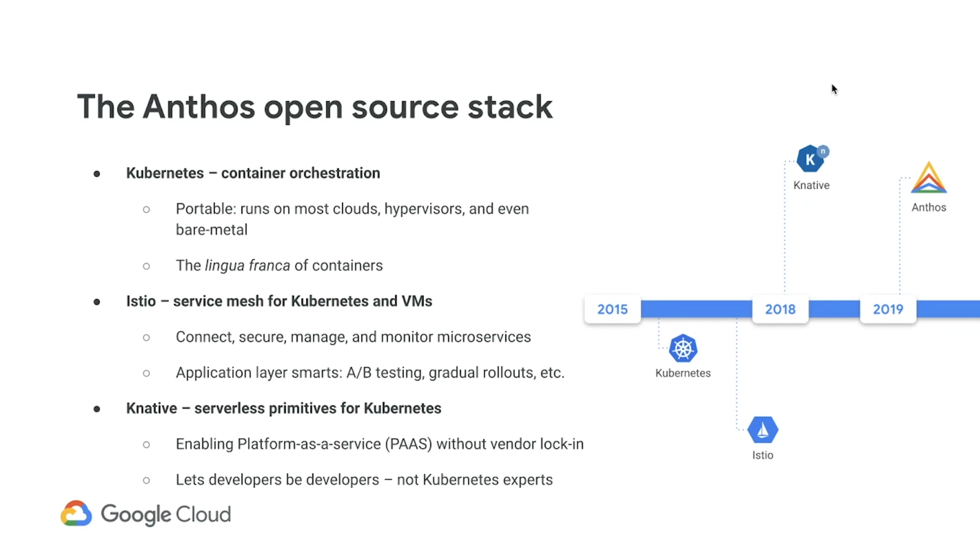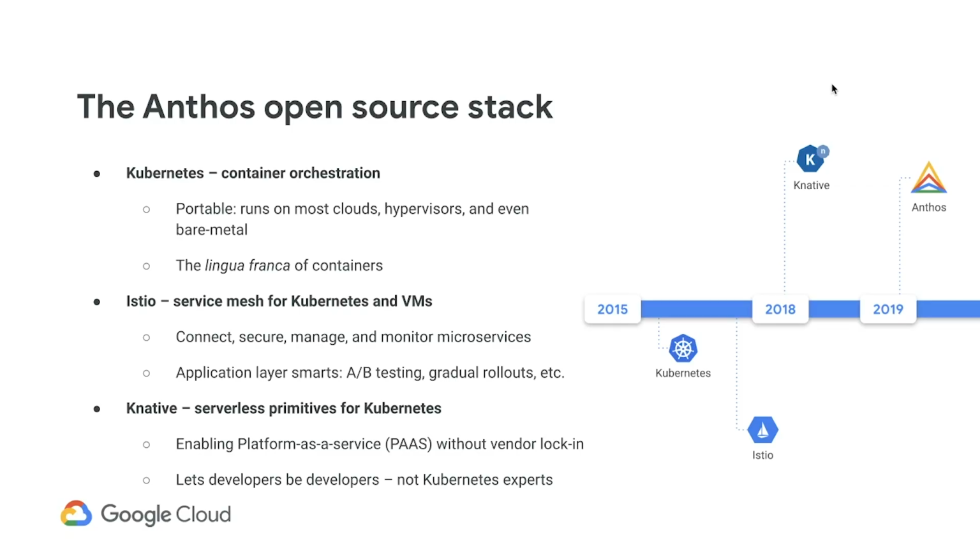Anthos is a true open source stack. It is a pure software stack, which essentially means that unlike some of the other providers, it doesn't need any hardware along with it. It has Kubernetes for container orchestration. It has Istio to handle the service mesh and monitor, manage, and secure the services, as well as ensure consistent policies are running on the services. And it has Knative to have serverless primitives for Kubernetes, and that way users don't need to worry about the underlying hardware.